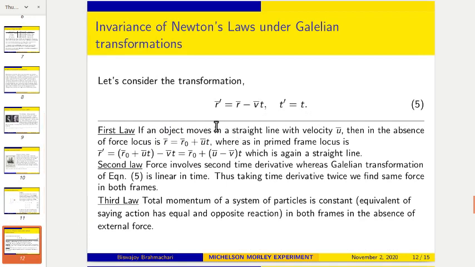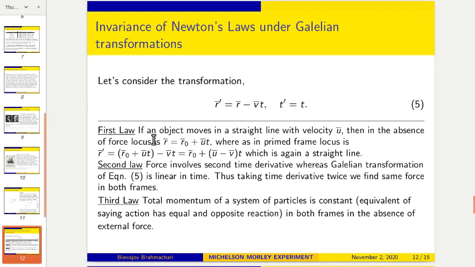Next, let us consider that Newton's laws are invariant under Galilean transformation. That means in the primed frame and in the unprimed frame, both frames, Newton's law is the same. So that is why it is impossible to say whether you are playing badminton on the deck of a moving ship or in a stadium. So this is very easy.